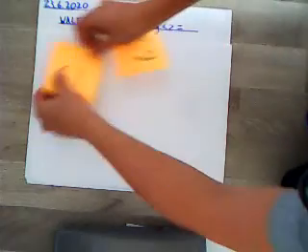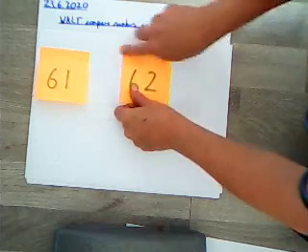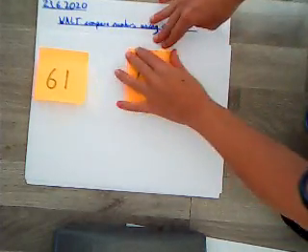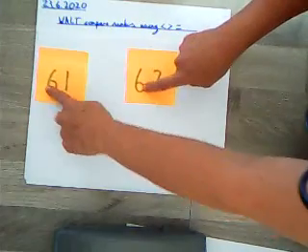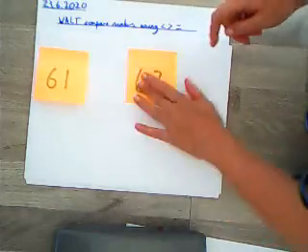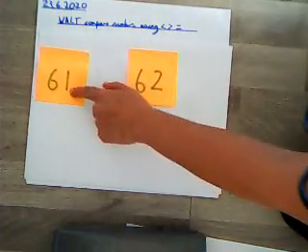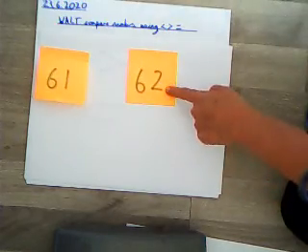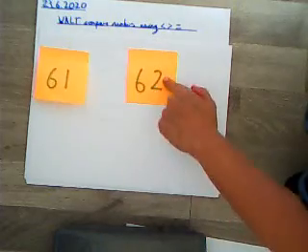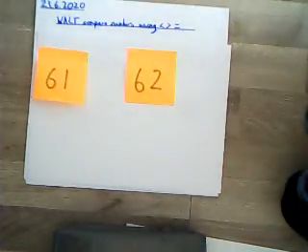So pick 2 cards. And then you're going to compare the numbers and work out which is the greater number. So here we've got 6 tens and 6 tens, that's the same. So we need to concentrate on the ones column. We've got 1 one there and 2 ones there. So we can see that this number has a slightly higher value by 1 than this number.